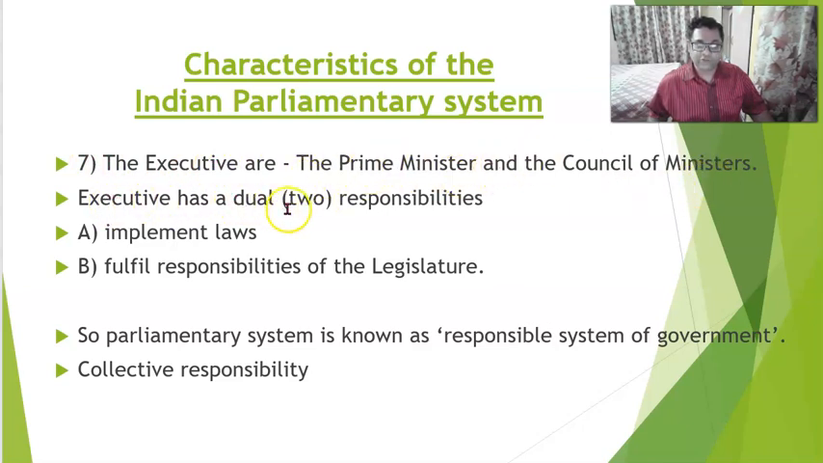The executive has dual, that means two, responsibilities. What are the responsibilities? First one is to implement laws. Second one, to fulfill responsibilities of the legislature. So, you see children, the parliamentary system is known as the responsible system of government. They also have a collective responsibility. That is, the decision taken by the ministry or department is by the council of ministers.